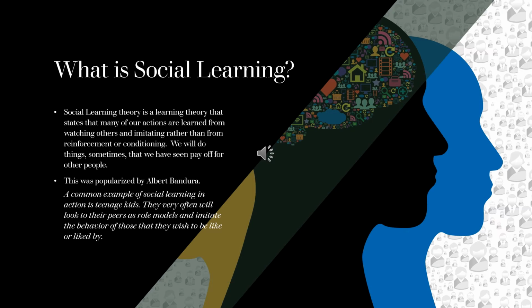We also see this a lot in teenage kids. They look at their peers as role models and imitate their behaviors because they want to be liked or they want to be like those people. So it might not necessarily be a good action that they're always imitating, but they are looking at their peers and imitating those actions.